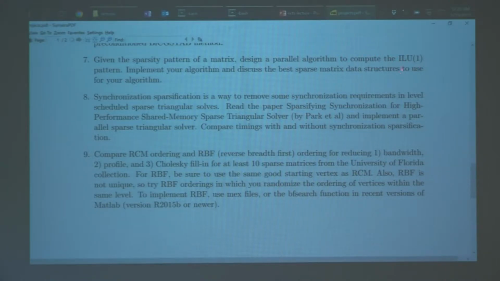And the data structures, I think, will be very interesting. To do this, you will require access to the matrix by rows or columns or both. So there are some questions about the best sparse matrix data structures.